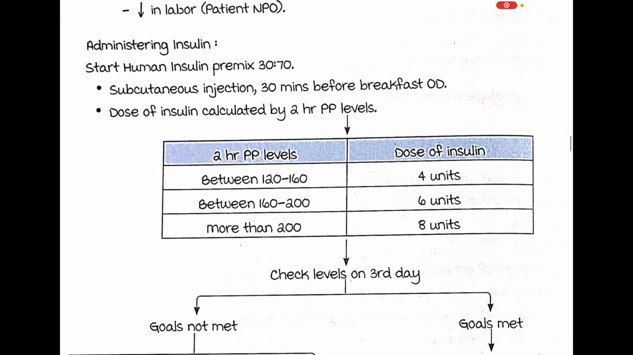Administering insulin: start human insulin premix 30:70, subcutaneous injection 30 minutes before breakfast, one time. The dose of insulin is calculated by 2-hour postprandial levels. For 2-hour postprandial levels between 120 to 160, give 4 units; between 160 to 200, 6 units; more than 200, 8 units.